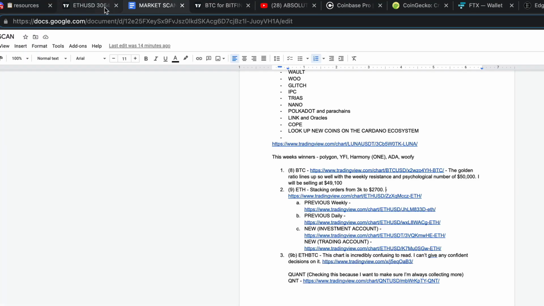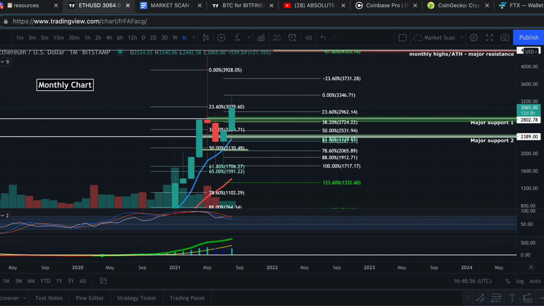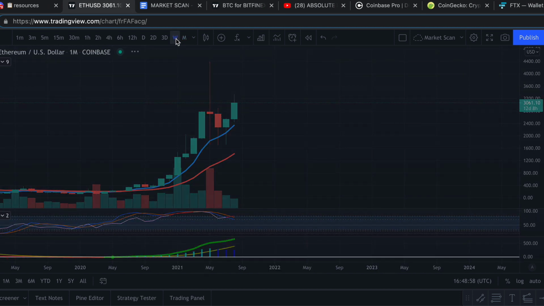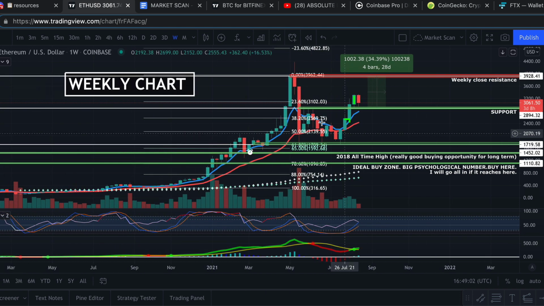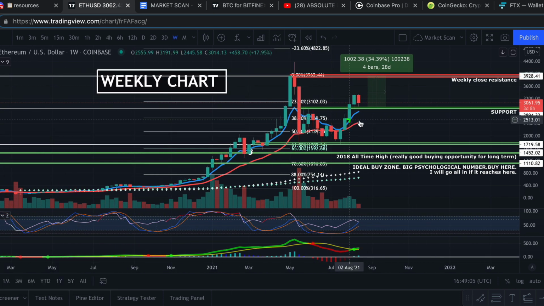So that's Ethereum on the monthly. If we go down to the weekly, maybe we could get something a little bit different. This is the weekly chart. Get this down right here. Let me do some analysis on the weekly and be right back.